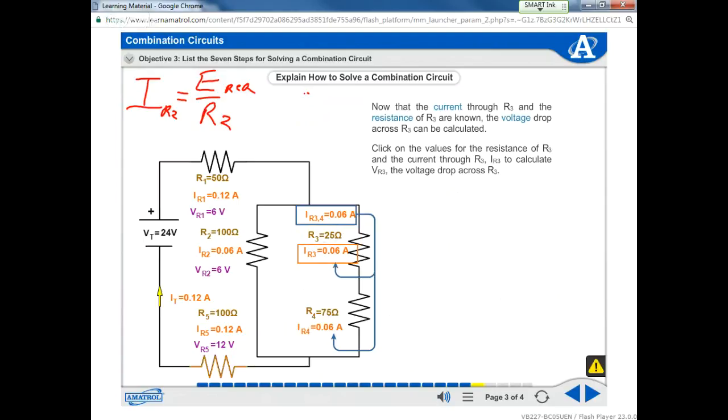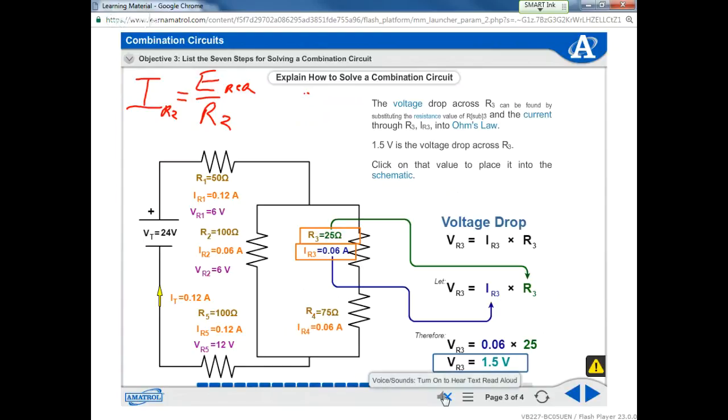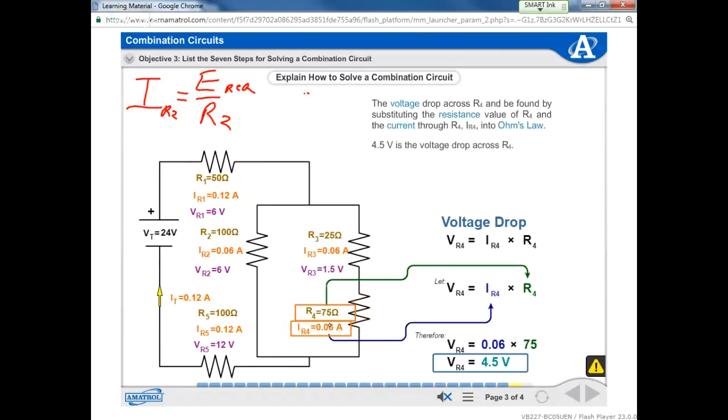Oh, maybe I should just turn the audio on. Here we go. Now we're using Ohm's law, and we're calculating the voltage drop across this one resistor, R sub 3, which comes to 1.5 volts. All right, and we're going to put that 1.5 volts in there. And here we are going to calculate R4. We want R4 and the current across R4, which, as it's a series circuit, is going to be the same value, 0.06. And we come up with a 4.5 volt drop.